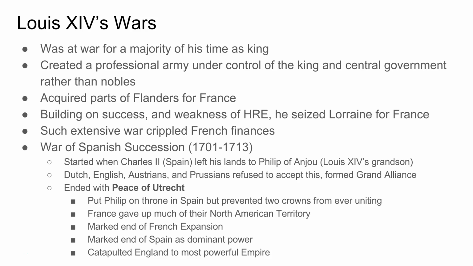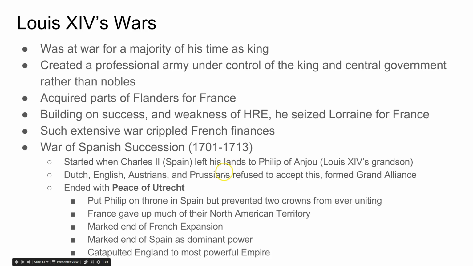Because that would throw off the balance of power. That would just be problematic for everybody. So they formed something called the Grand Alliance. And those four nations go to war against Louis XIV. I should also point out at this point we're talking Austrians and Prussians instead of Holy Roman Empire, because the Holy Roman Empire as an entity essentially ceases to exist after the Peace of Westphalia in 1648.